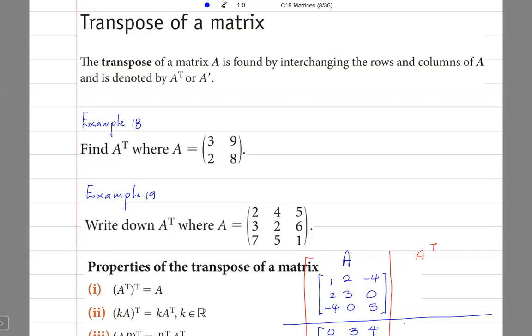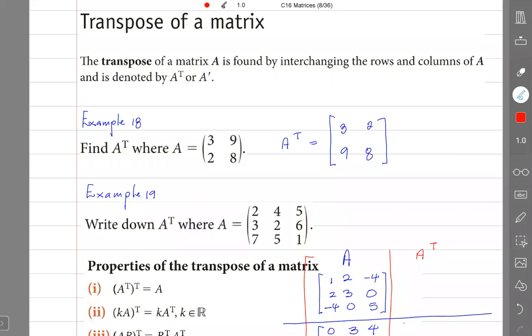Example 18 says find A transpose when A is the matrix 3, 9, 2, 8. So A transpose is equal to, and we are going to interchange the rows and columns. The row 3, 9 is going to become the column 3, 9. The row 2, 8 is going to become the column 2, 8. So if A is 3, 9, 2, 8, A transpose would be 3, 2, 9, 8.